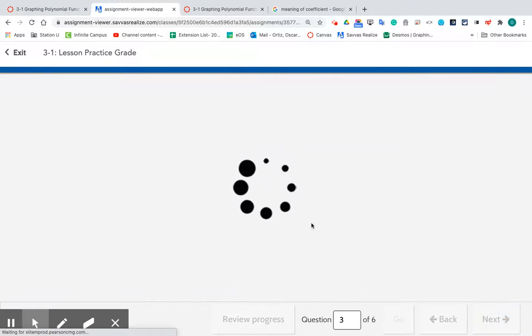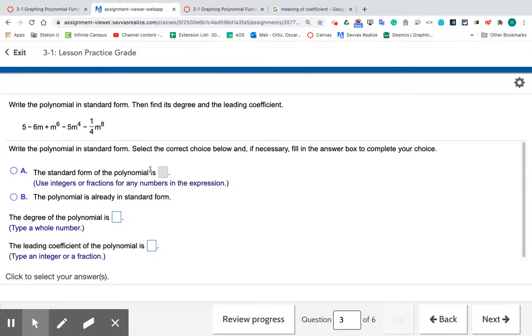I don't want the video to be too long. Question number 3 is writing this polynomial in standard form, and then I need to find the degree and the leading coefficient. So I've been doing that in the first two questions, so hopefully that will not be a problem. But degree right here, remember, you pay attention to the exponents. So this is 8, that is 4, that is 6, this is 1, and this is 0.